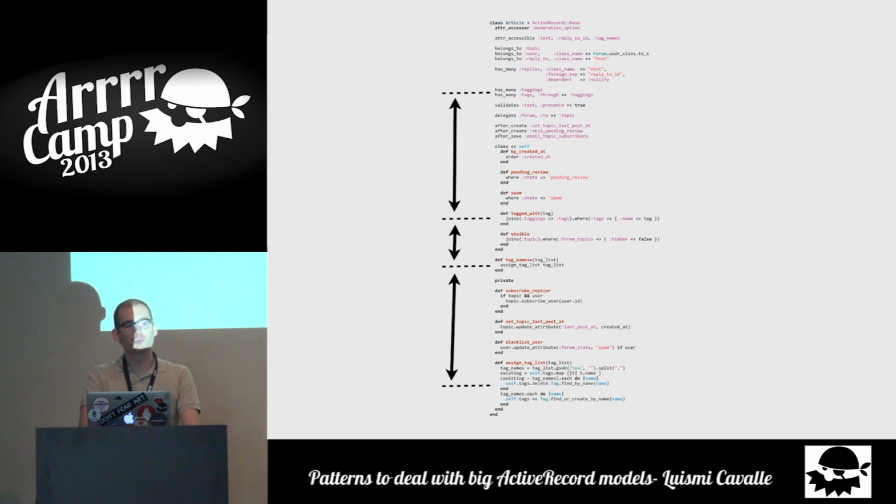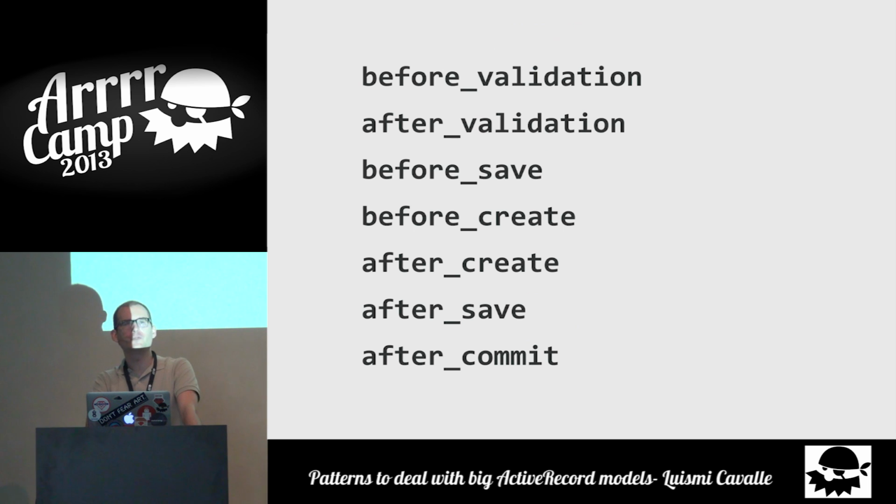Another issue could be callbacks. You know, ActiveRecord callbacks can be useful, but if you've got too many of them, things can get messy. Just saving a model will have an undetermined number of side effects that are very difficult to keep track of. And big ActiveRecord models, because of their size, are prone to have too many callbacks. So that's another issue with big models.